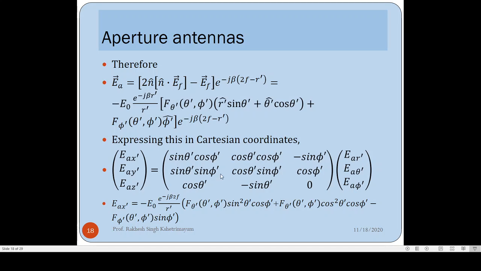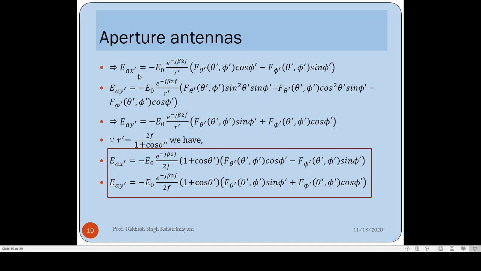This is the coordinate transformation matrix. When you multiply it, Ea x dash will have an expression like this, and the sine square theta plus cos square theta will become 1. So you can further simplify it. Ea x dash is equal to minus E naught exponential minus j beta 2f divided by r dash, f theta dash cos phi dash minus f phi dash sin phi dash.